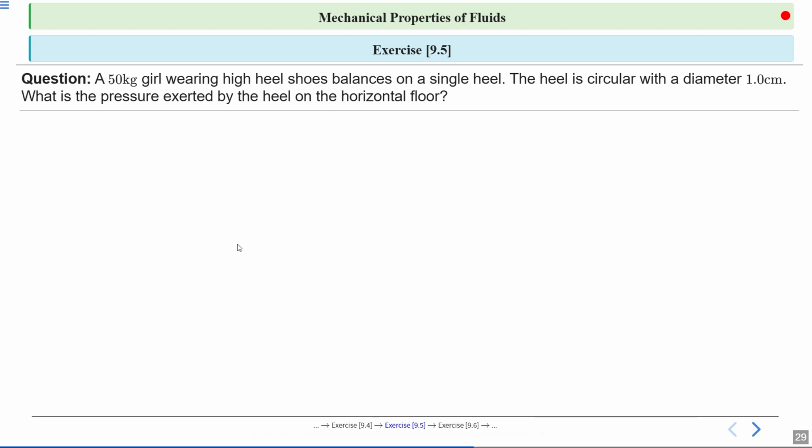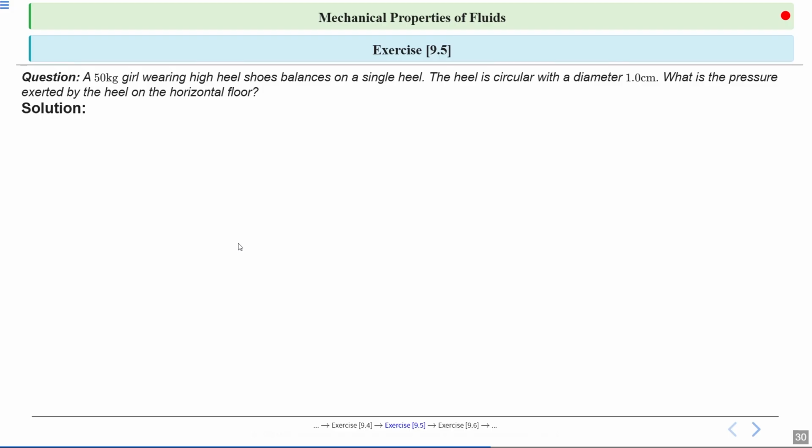9.5. A 50 kg girl wearing high heel shoes balances on a single heel. The heel is circular with a diameter 1.0 centimeter. What is the pressure exerted by the heel on the horizontal floor? Now, let's see the solution.